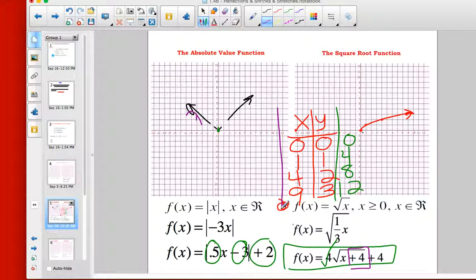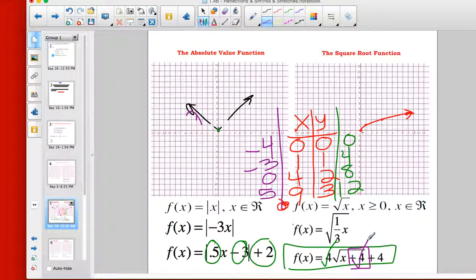So if I have 0 and I move it to the left 4, I'm going to have -4. If I have 1 and I move it to the left 4, I have -3. If I have 4 and I move it to the left 4, I have 0. And if I have 9, I move it to the left 4, I have 5. So that basically takes care of this plus 4. Again, if you want to use a different colored pencil and graph these x coordinates with the green y coordinates, you can do that and then just pick your graph up 4.